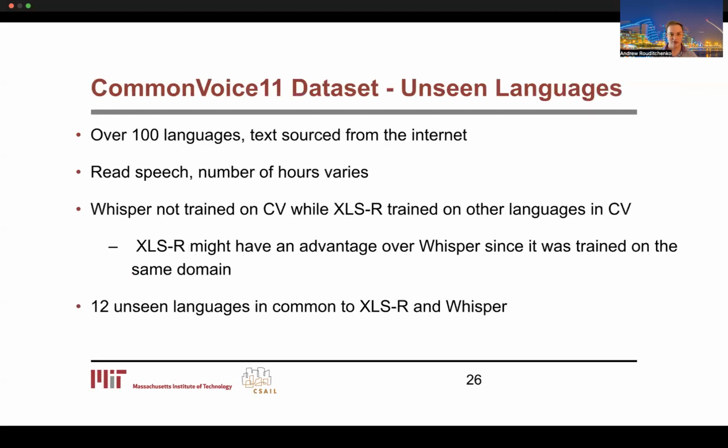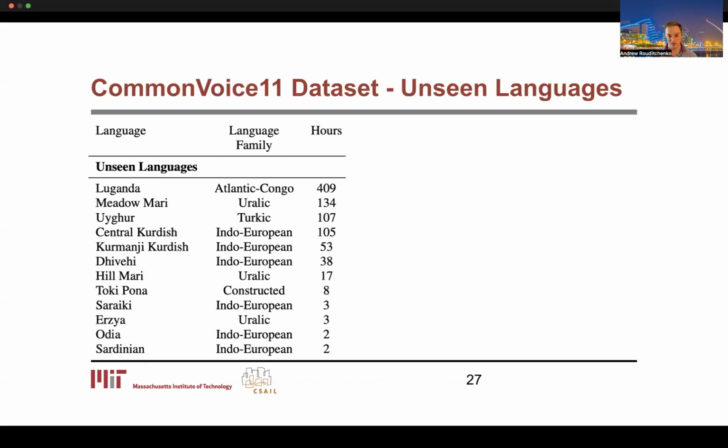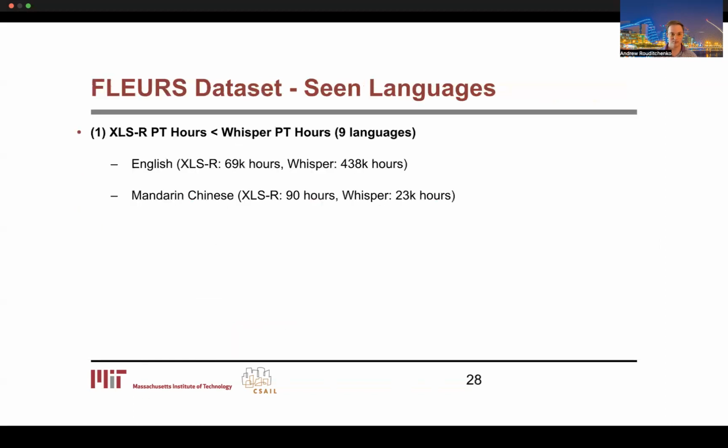We also use Common Voice 11 for unseen languages, and this has over 100 languages. The data set itself is text sourced from the internet. It's read speech where the number of hours varies, and Whisper was not trained on Common Voice while XLSR was trained on other languages in Common Voice. So XLSR might have an advantage over Whisper here since it was trained on audio in the same domain. And there are 12 unseen languages in common to both models. This is a list of the unseen languages, and we can see that the number of hours per language varies.